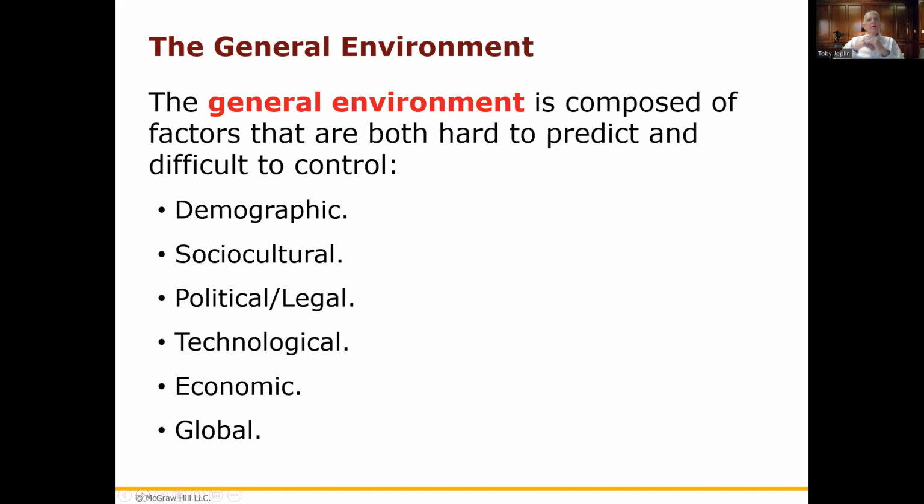If you're not familiar with these terms, general environment and competitive environment, you're like, okay, what do you mean? Well, the general environment is just the different areas you see here on this slide: demographics, what's going on socially in society, what's going on in politics and legislation. What are the changes in technology that may affect your company? How might changes in the economy affect your organization, and what's going on globally? So let's drill down on each one of these.